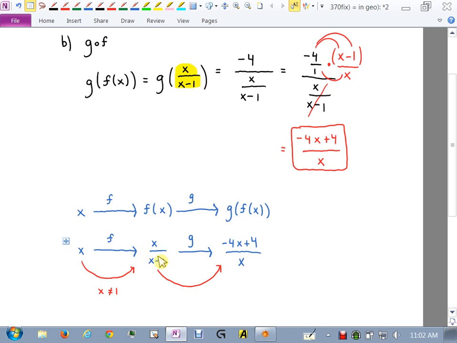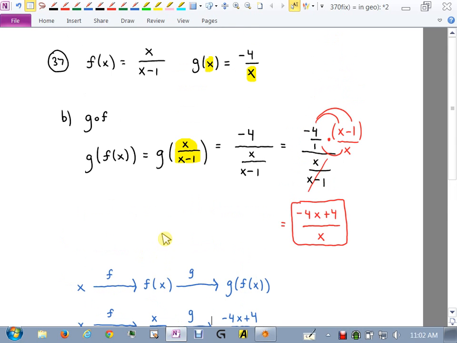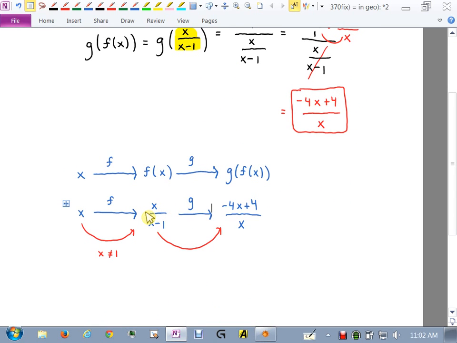So I want to know what this right here cannot be. And let's look at G. G, you can't plug in what? 0. So that means that this thing right here cannot be equal to 0. All right? It cannot be equal to 0. So I'm going to write that down. I'm going to write that x over x minus 1 cannot be equal to 0.